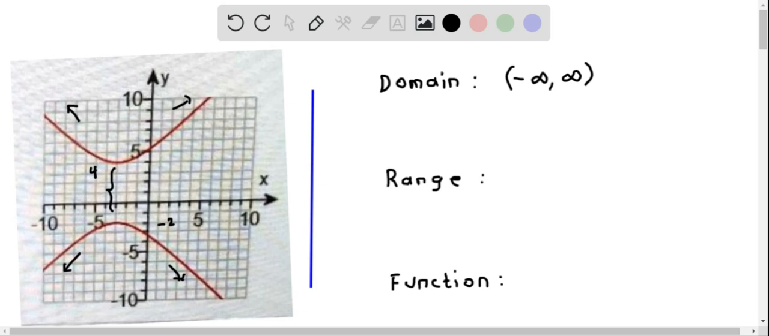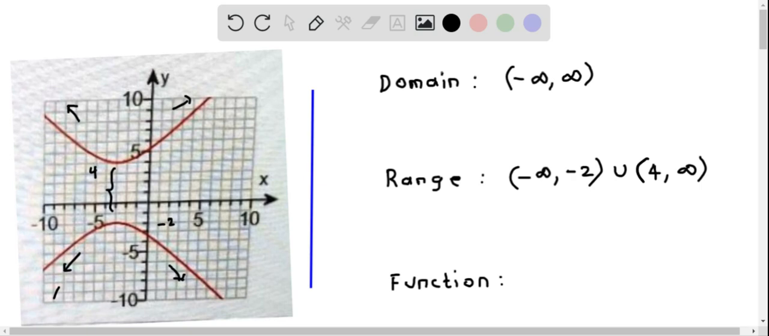So we can represent this in interval notation as: we start from negative infinity, and it continues until it reaches negative 2. We have the graph, and then we put a union, and then it starts from positive 4 and extends to positive infinity. So this basically represents the range of this relation.